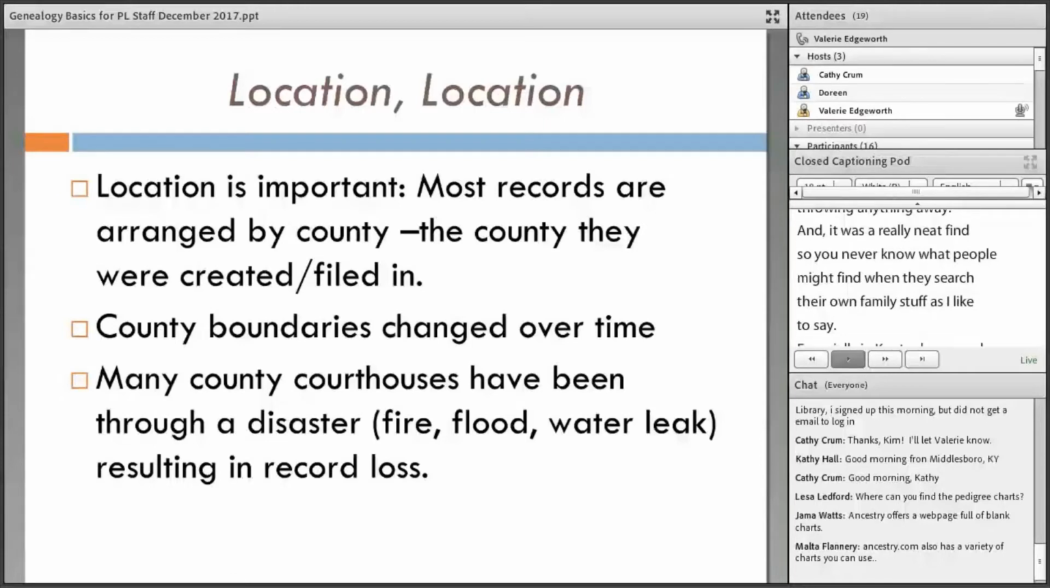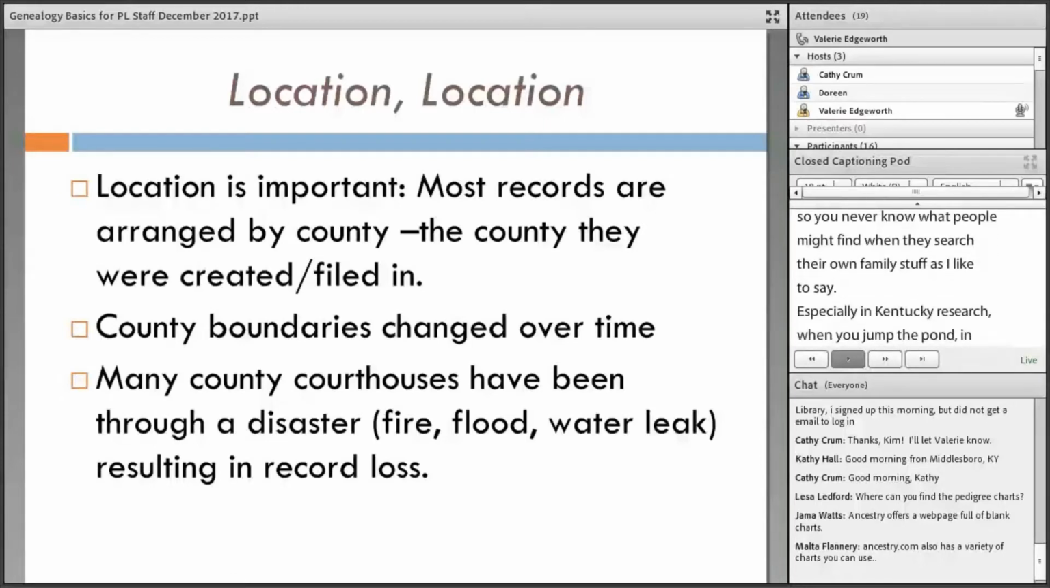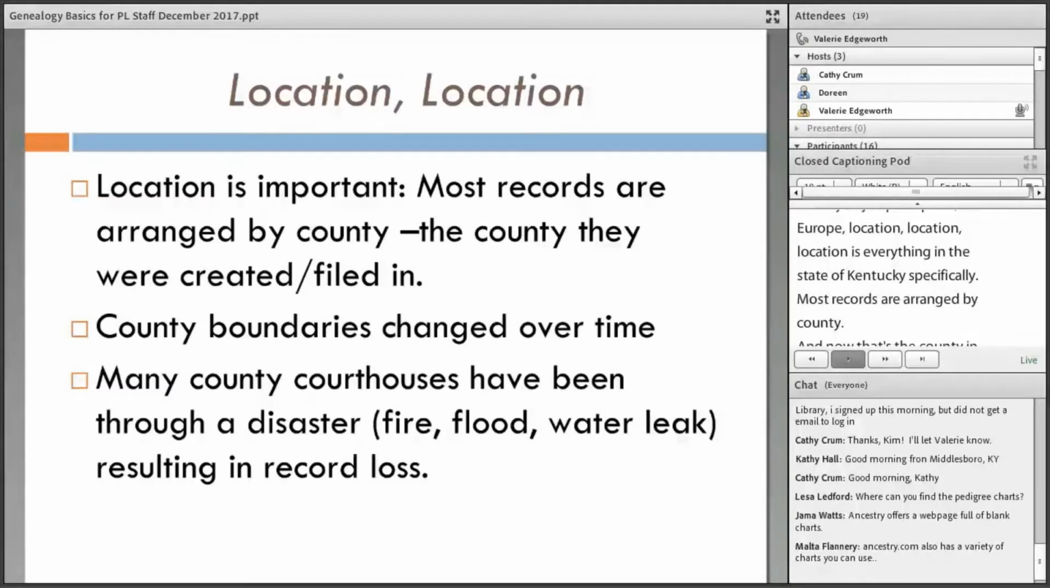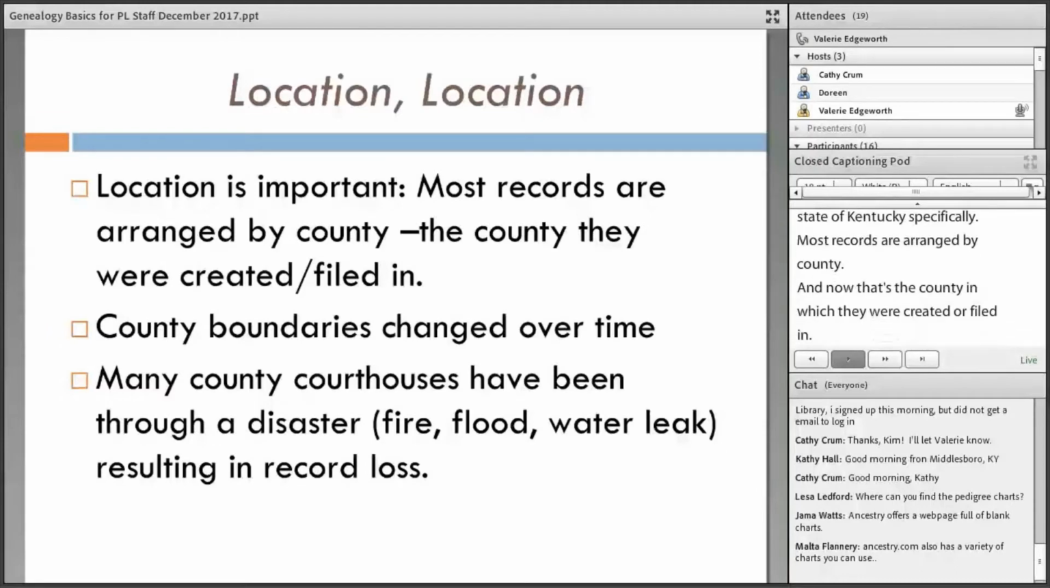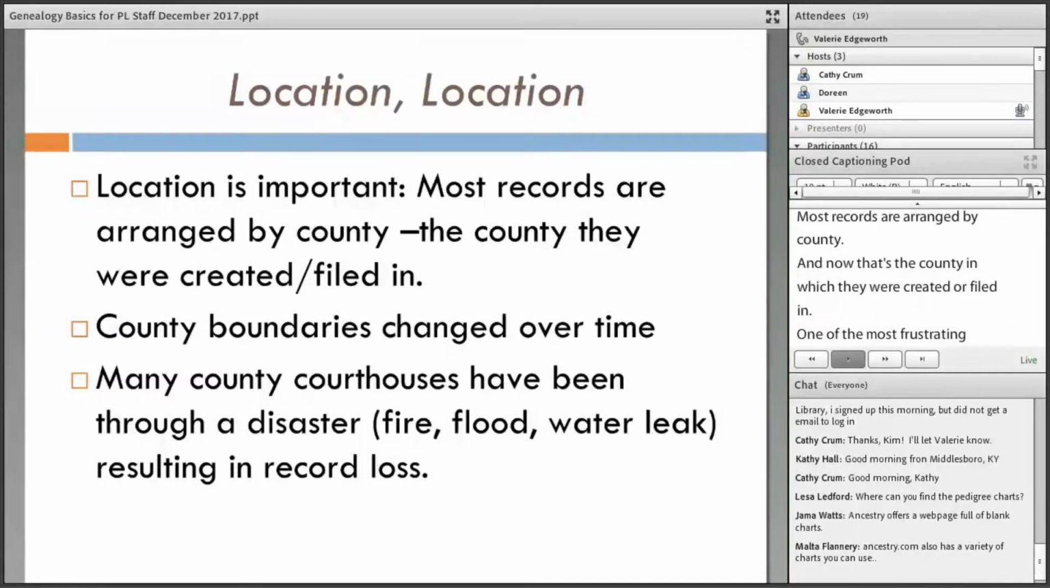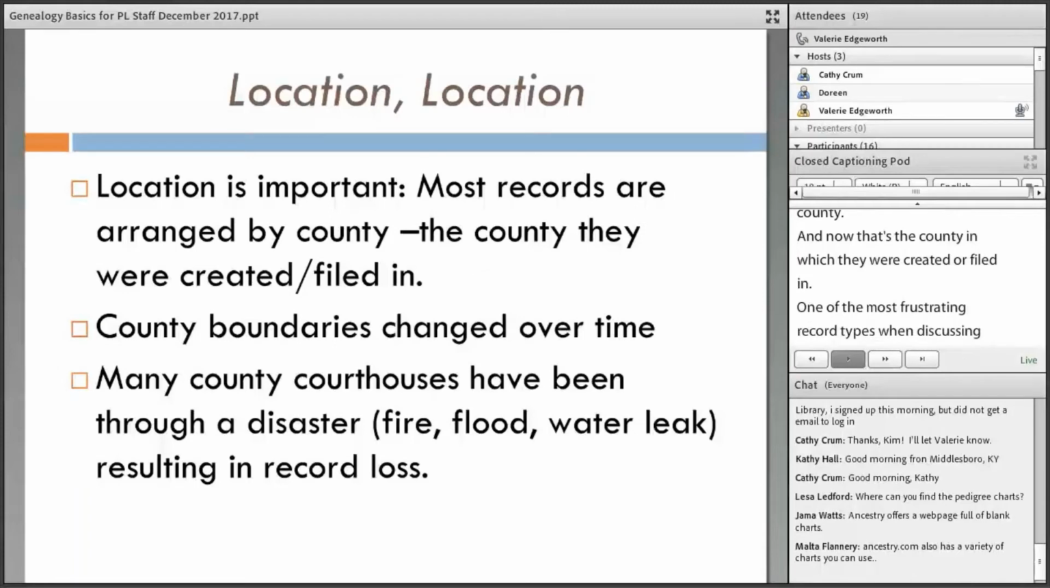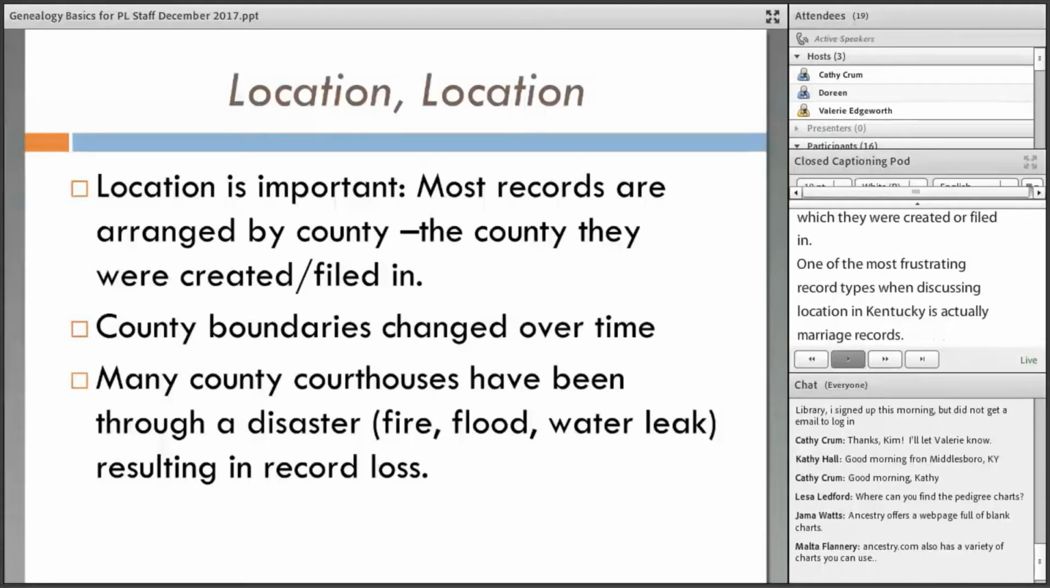Location, location, location is everything. In the state of Kentucky specifically, most records are arranged by county. That is the county in which they were created or filed. One of the most frustrating record types when discussing location in Kentucky is actually marriage records, because a marriage license issued in one county is valid in all 119 other counties.